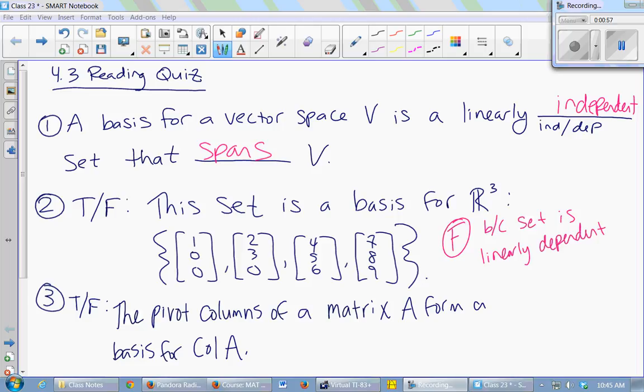True or false, the pivot columns of a matrix A form a basis for the column space of A. That's true.